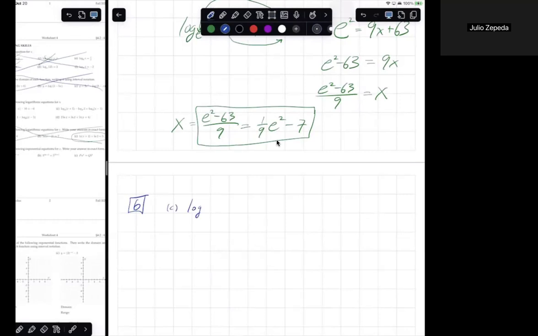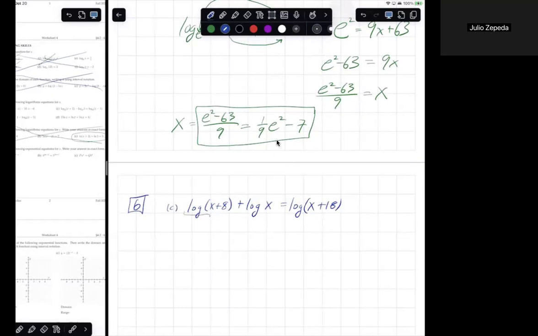Log of x plus 8 plus log x. Sometimes there's no parentheses around the argument. If there's no parentheses, then it's just the x that we're taking. And then log of x plus 18. Here I need parentheses around the x and the 18 because I want both of them to be in the argument. Okay, so how do we solve this?